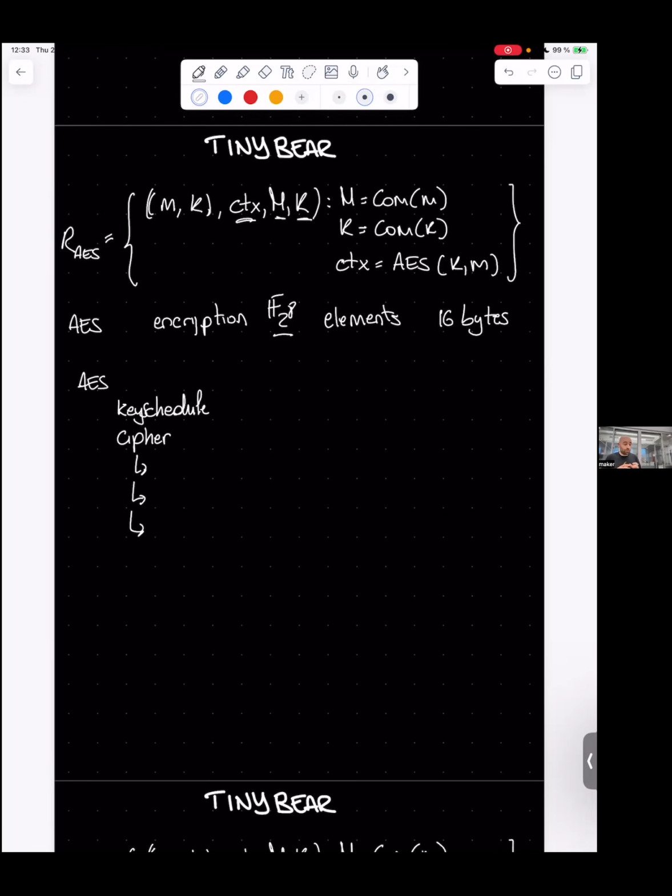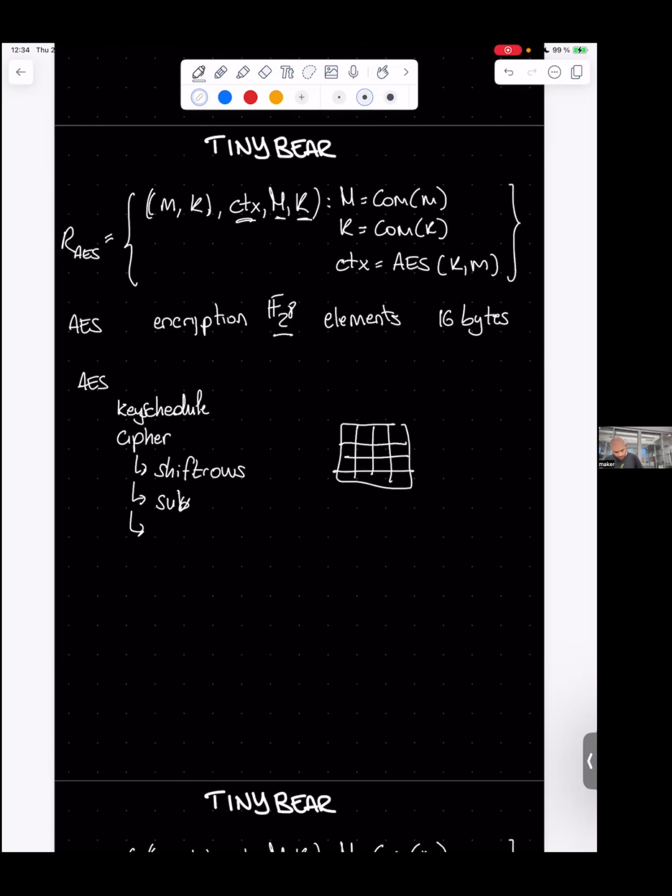Each of these rounds is composed of some sub-operations. The sub-operations that we have are shift rows, which is reordering the elements in the state. The state is generally represented as a 4 by 4 matrix, and shift rows is just reordering the elements in this matrix. Then, sub-box.